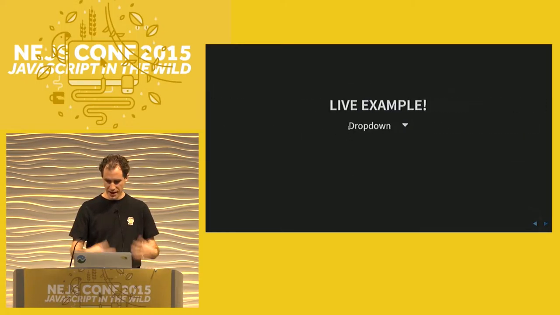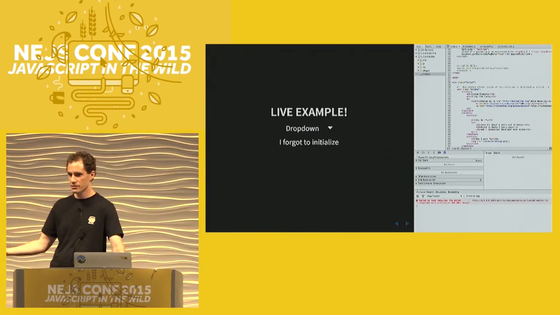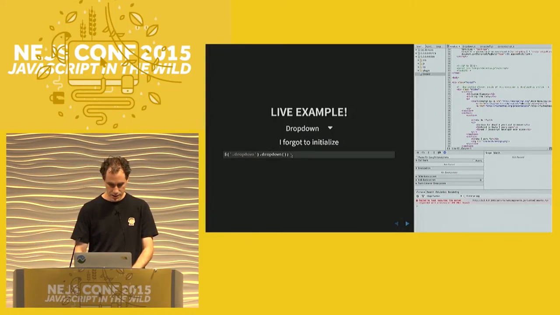Okay, so for example, I've taken that DOM that I just showed you guys, and I put it into my presentation, and I'm trying to click on dropdown. Oh, but you know what? These things have JavaScript, right? And it's not enough just to include that JavaScript on the page, which I've done. I have to actually initialize this JavaScript.